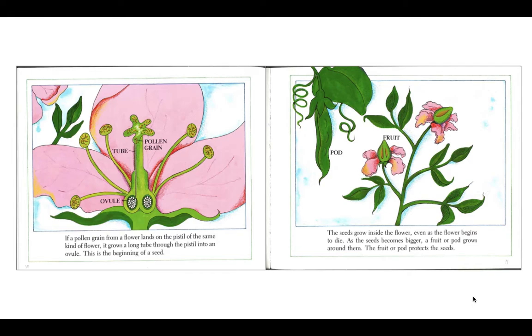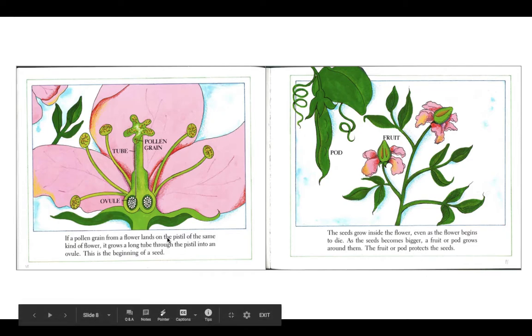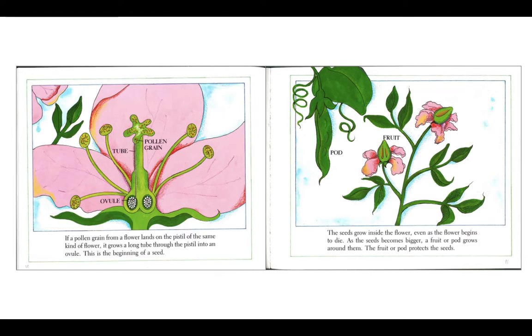If a pollen grain from a flower lands on the pistil of the same kind of flower, it grows a long tube through the pistil into an ovule right here. This is the beginning of a seed. Here we have the tube. The grain of pollen goes down the tube and helps to form this ovule. The seeds grow inside the flower, even as the flower begins to die. As the seeds become bigger, a fruit or pod grows around them. The fruit or pod protects the seeds.